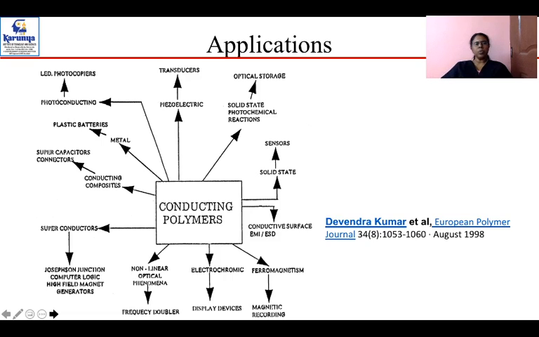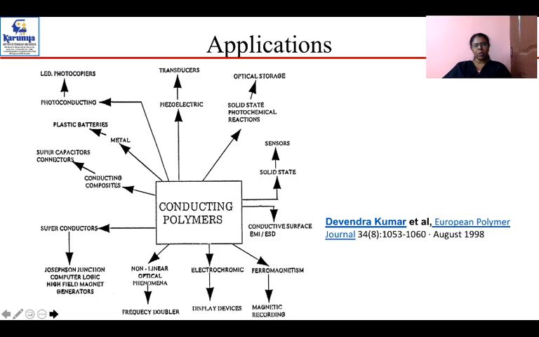Some of the applications of these type of conducting polymers go like this. It's not few, it's a lot. See, piezoelectric transducers, optical storage, where you have solid state photochemical reactions, then solid state devices like sensors, electrochromic display devices, ferromagnetism, magnetic recording, superconductors. We'll be talking about the superconductors also later. Then you could have other things also like plastic batteries, right? Many other applications are possible.